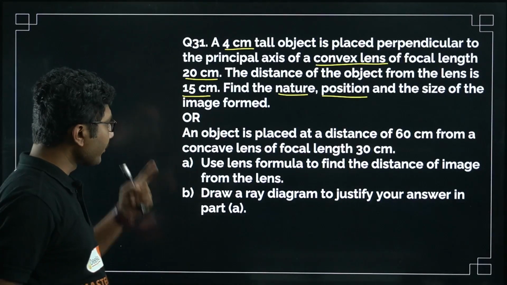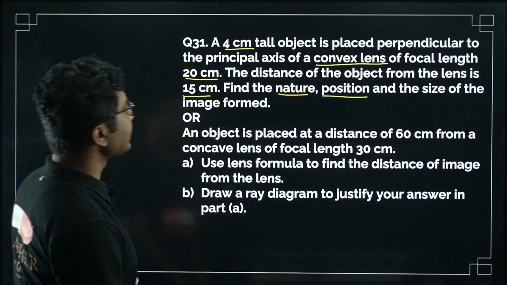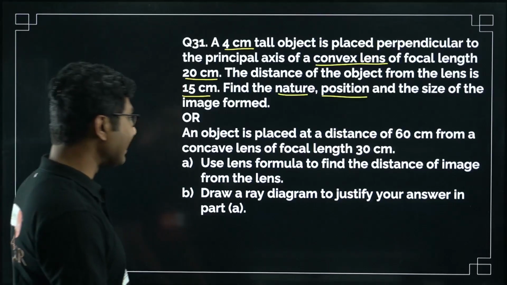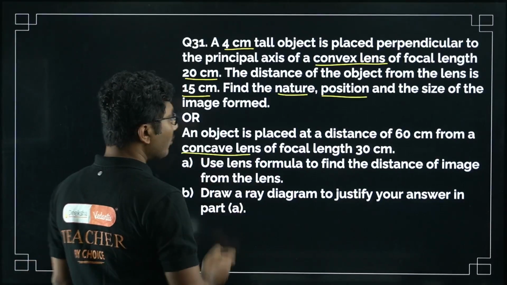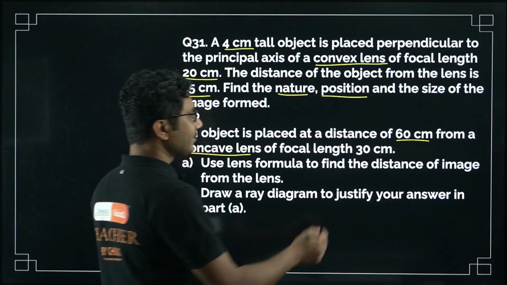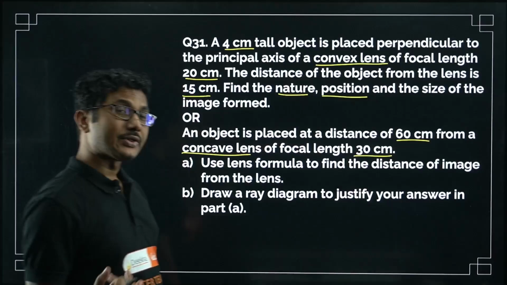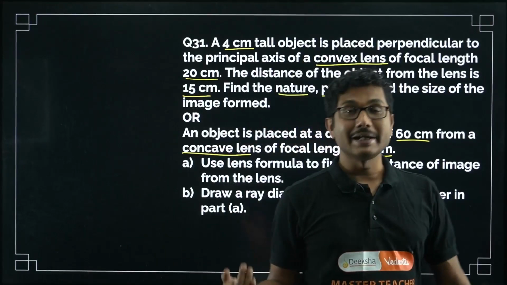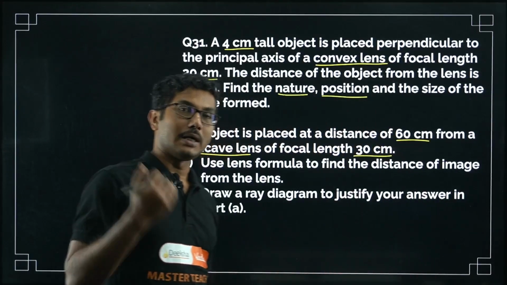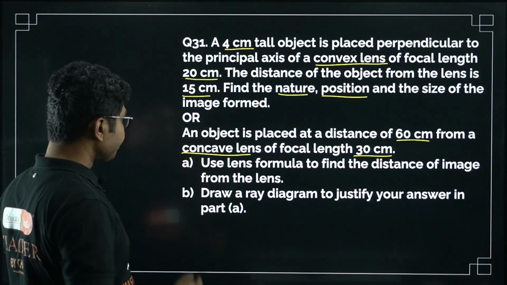And there is an OR question as well. An object is placed at a distance of 60 centimeter from a concave lens. Now it is a concave lens. u is given, 60 centimeter, and focal length 30 centimeter. Now in this case the focal length will be negative because it's a concave lens. For any concave surface, be it lens or be it mirror, it will be negative. For any convex surface, be it lens or be it mirror, it will always be positive. You have to remember that.